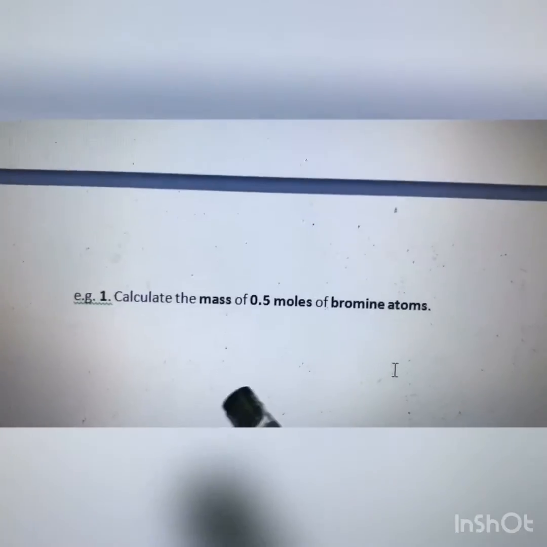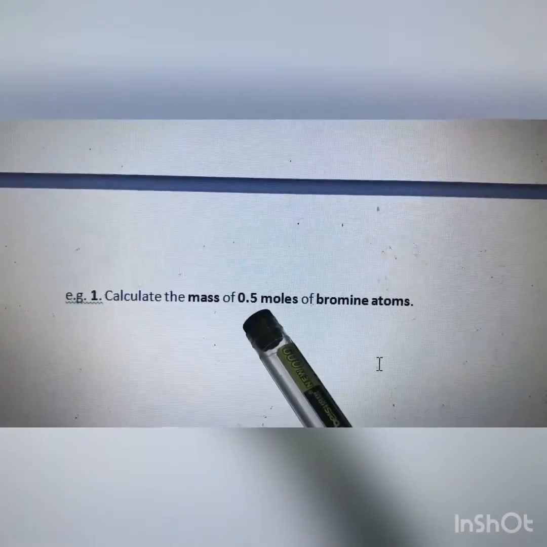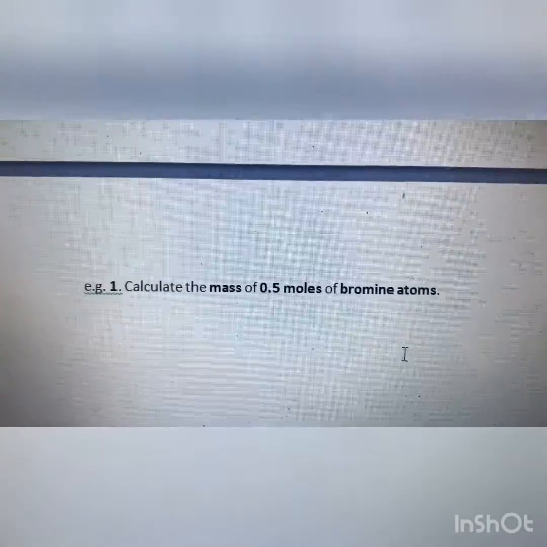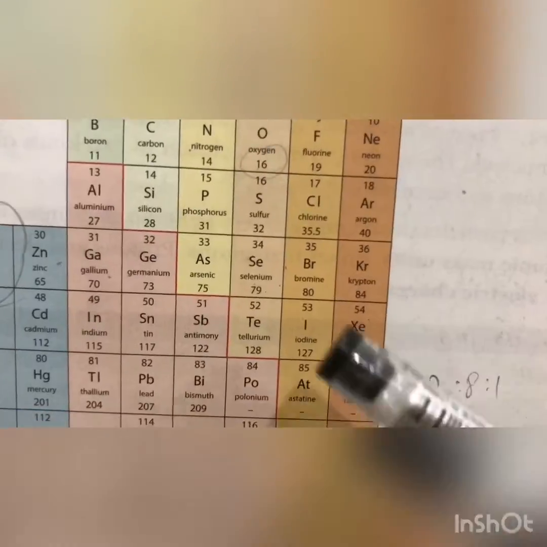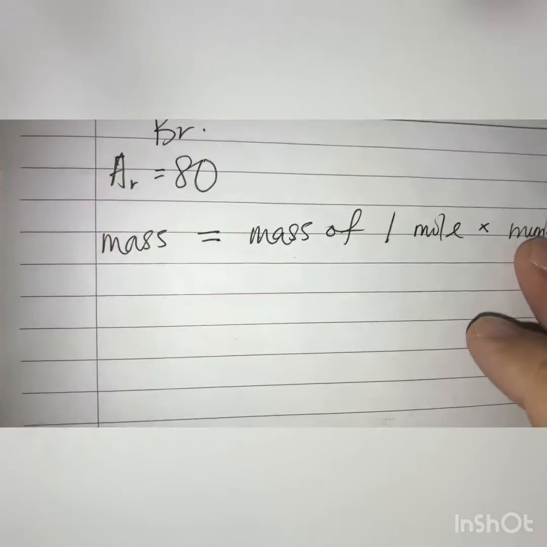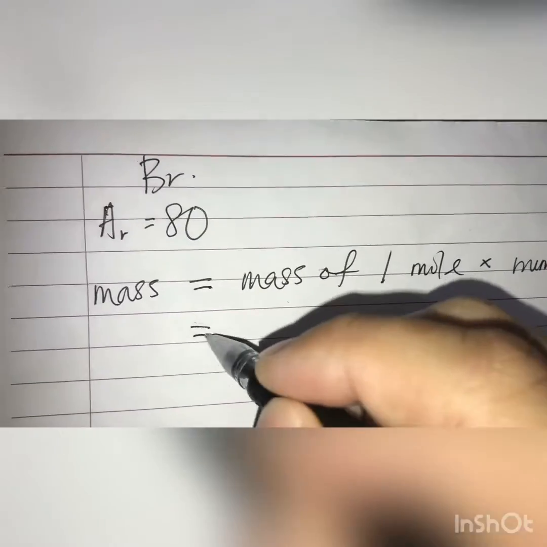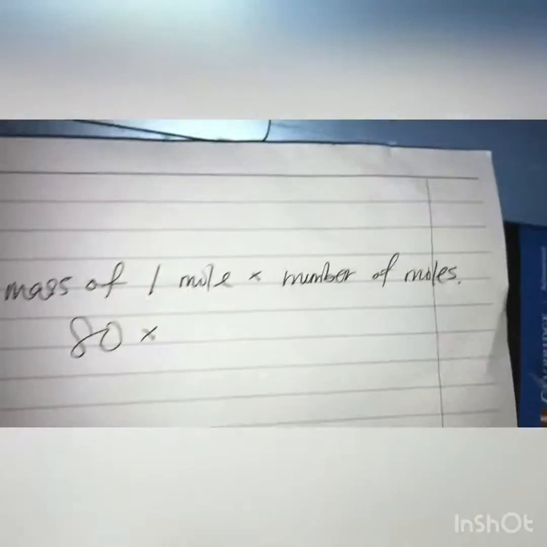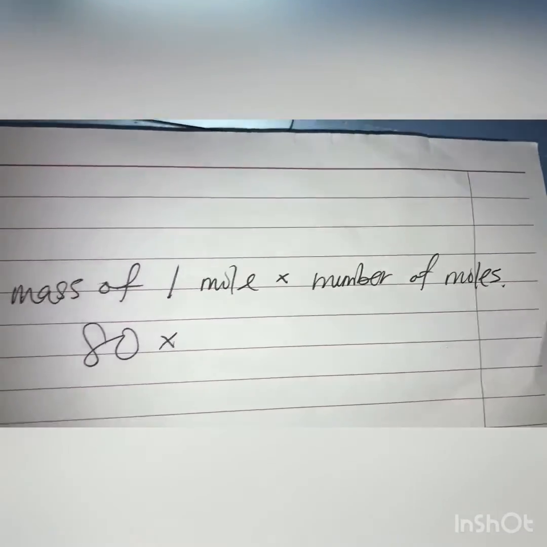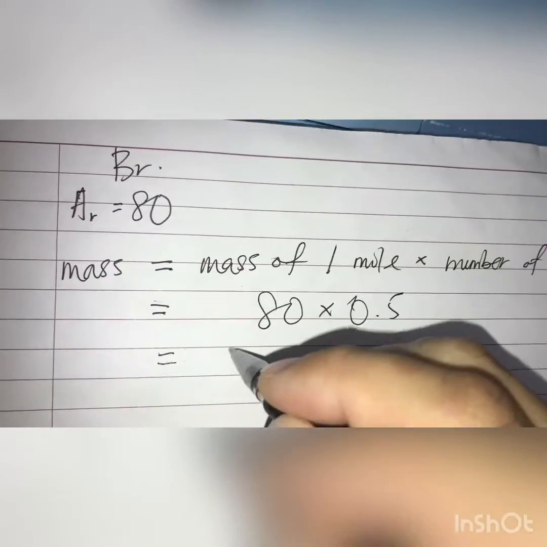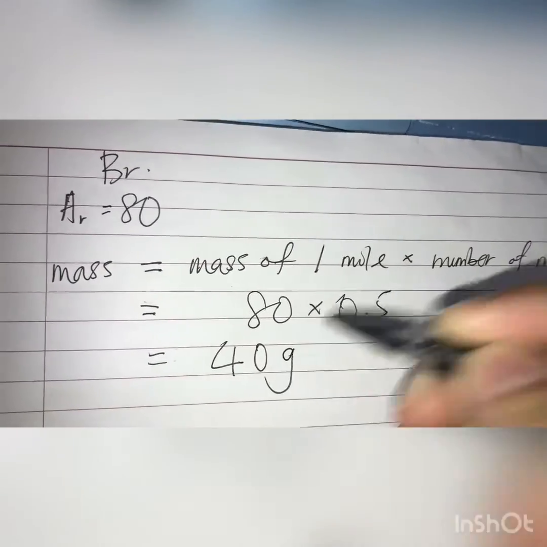Okay, question number 1. Calculate the mass of 0.5 moles of bromine atoms. So we have to refer back to the periodic table. Can you see bromine here? Bromine, the atomic mass is 80. So find out the mass. So mass of 1 mole is 80 times number of mole. The question given how many moles? 0.5. So the mass is 40 grams.